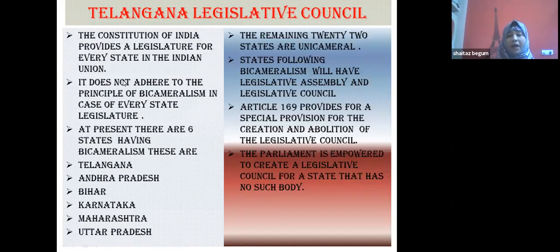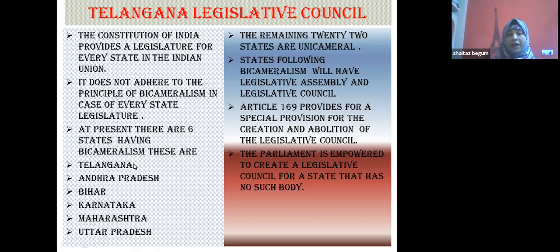Now let us discuss the other important aspect, the Telangana Legislative Council. The Constitution of India provides a legislature for every state in the Indian Union. It does not adhere to the principle of bicameralism in case of every state legislature. Bicameralism means having two houses, that is Legislative Assembly and Legislative Council.